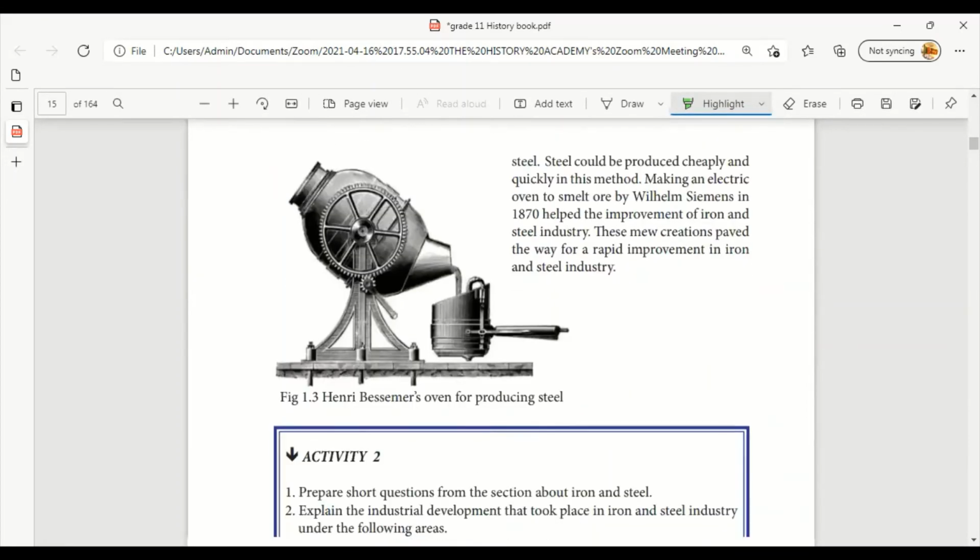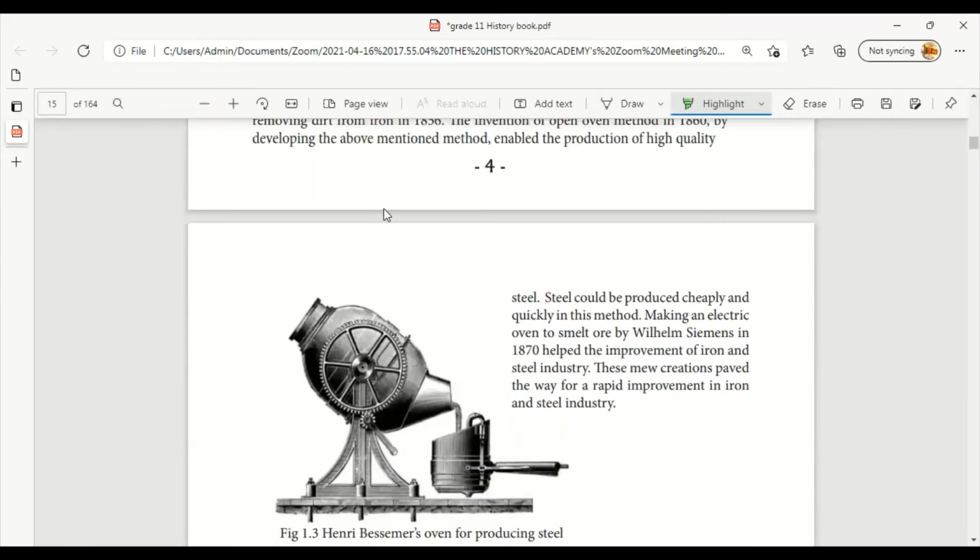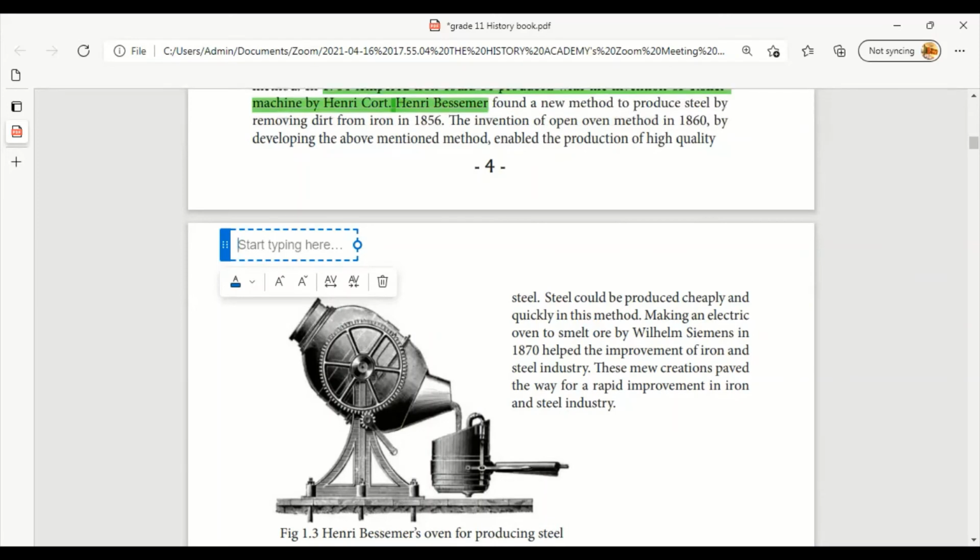So what are the benefits of this open oven? The benefit of this open oven is that steel could be produced cheaply and quickly. So this is the benefit of the open oven, right?